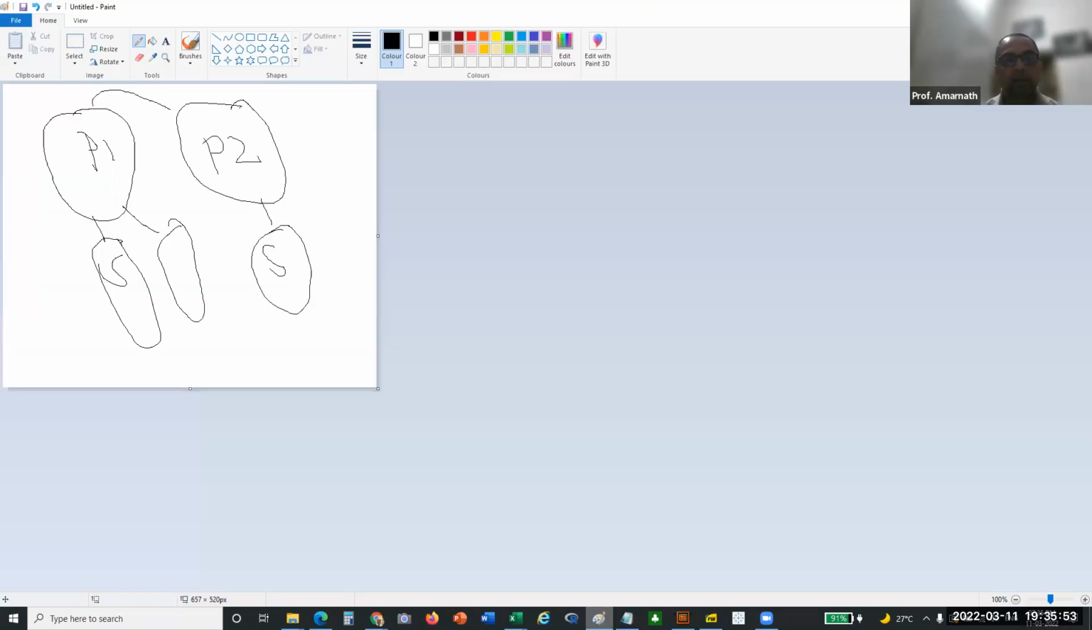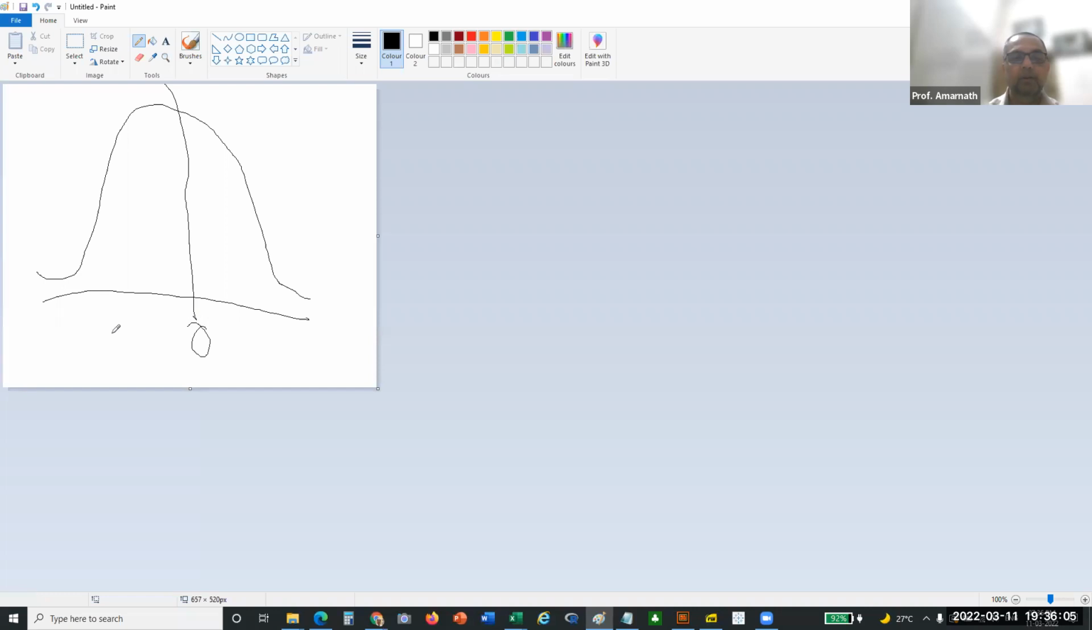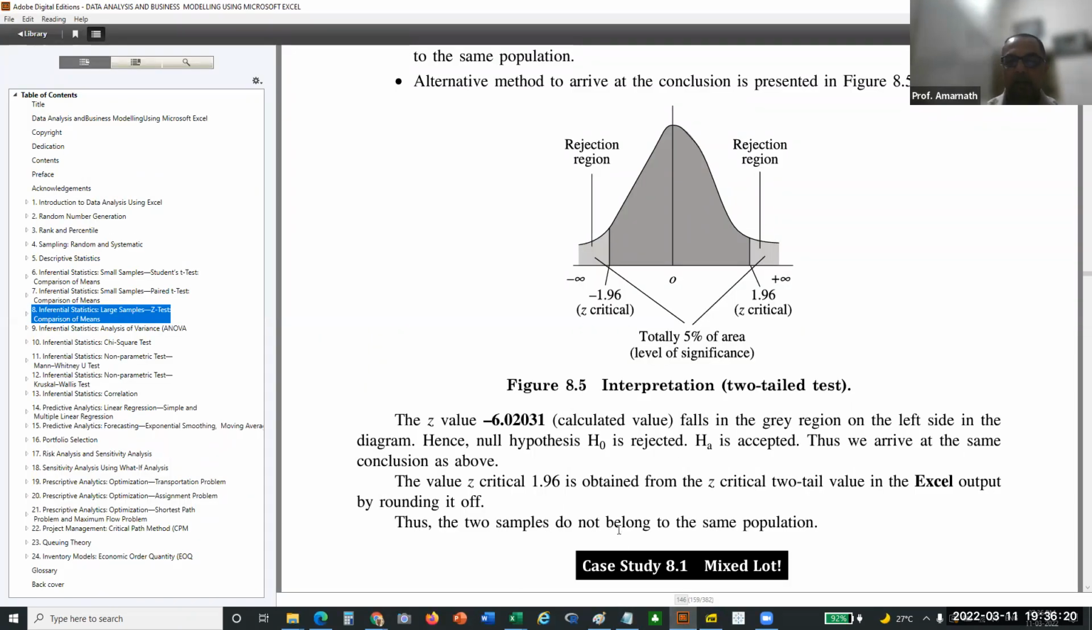So, I have to put it in a very correct way. Here, 0, the minus side of things, the plus side. At minus 6 point something comes under this area. So, we interpret that as: hence, the null hypothesis H0 is rejected, H alpha is accepted. Thus, we arrive at the same conclusion. Both ways we can interpret it. So, thus the two samples do not belong to the same population. Conclusion.